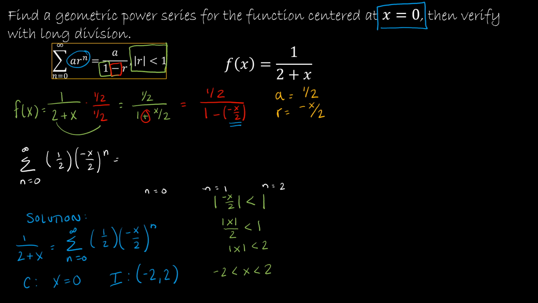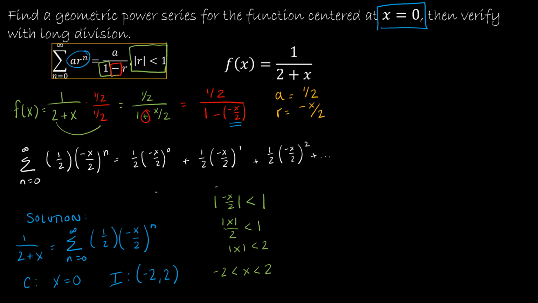So if n were 0, that would give me 1/2 times negative x over 2 to the 0. And if n were 1, I would get 1/2 times negative x over 2 to the first, and if n were 2, I would get 1/2 times negative x over 2 squared, and that pattern would continue.